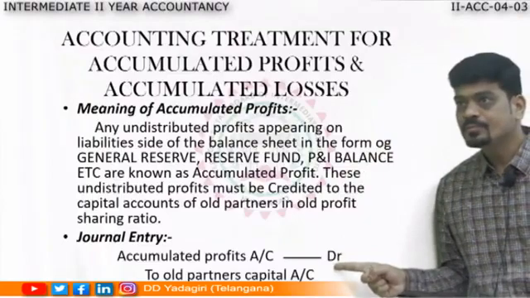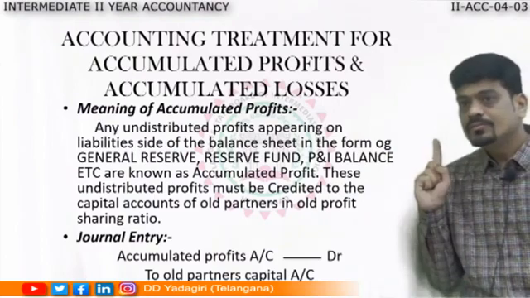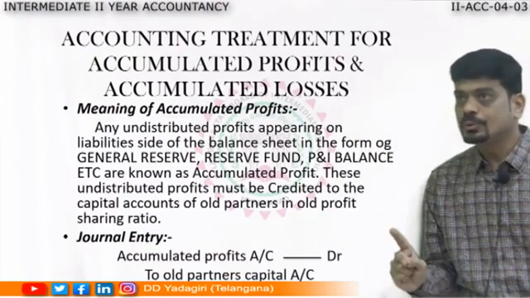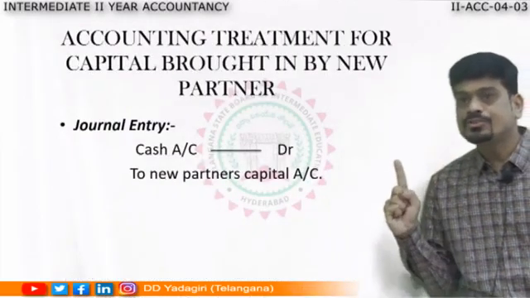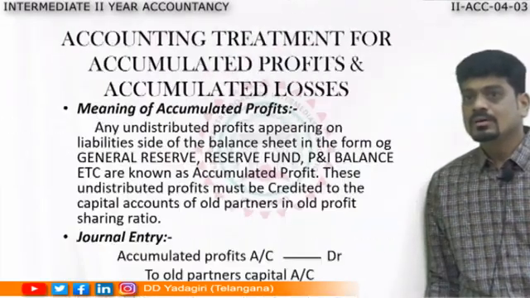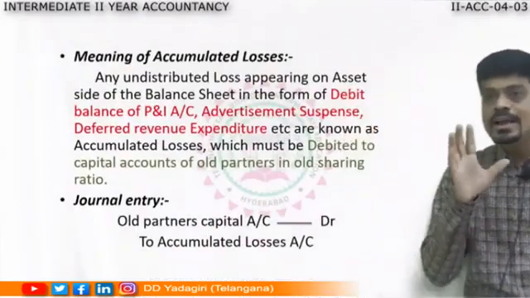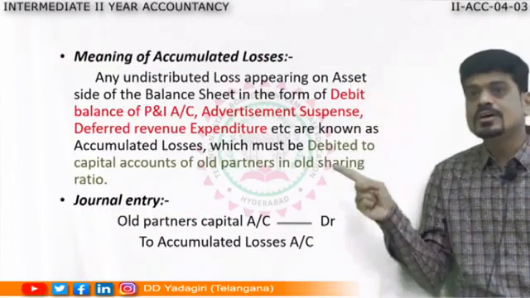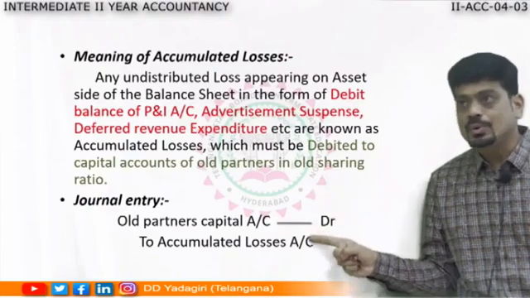Accumulated profit treatment is what? Distribute among old partners in old profit ratio. Then capital brought in by new partner, cash to capital. Then comes accumulated loss. What is the accumulated loss treatment? Any accumulated loss which is appearing on the asset side of the balance sheet must be distributed among old partners in old ratio. Entry is here.